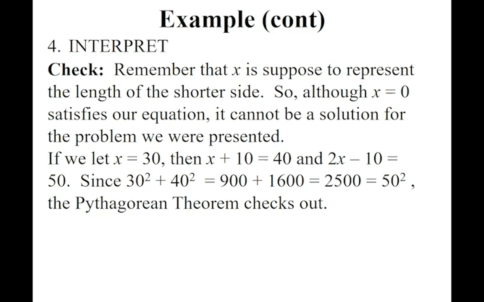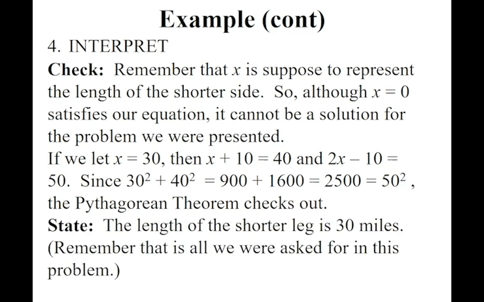Check that in the Pythagorean theorem. 30 squared plus 40 squared. That's 900 plus 1600. That's 2500, which is the same as 50 squared. So the Pythagorean theorem does check with our value of x equals 30. So the length of the shorter leg is 30 miles.